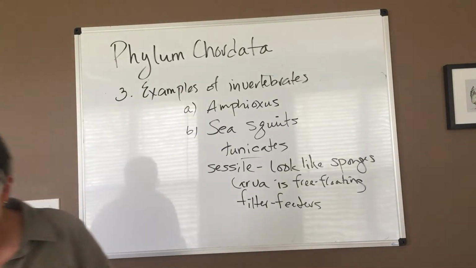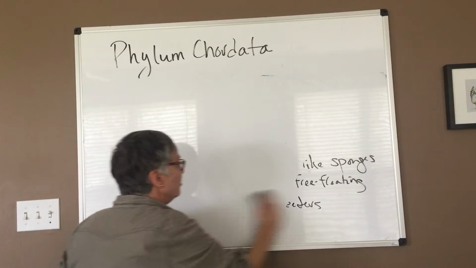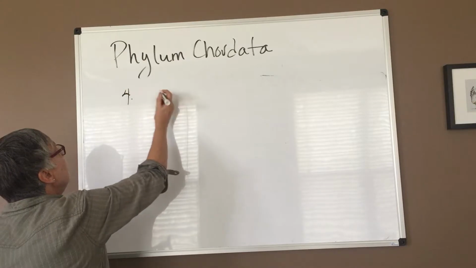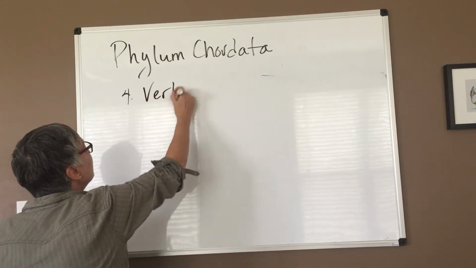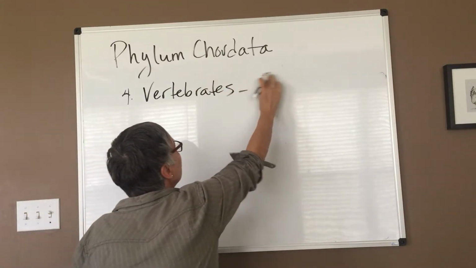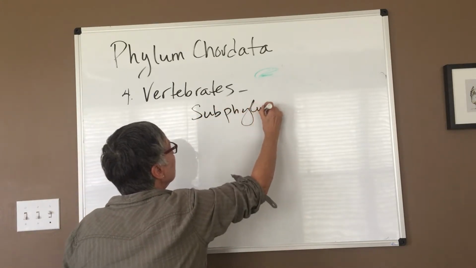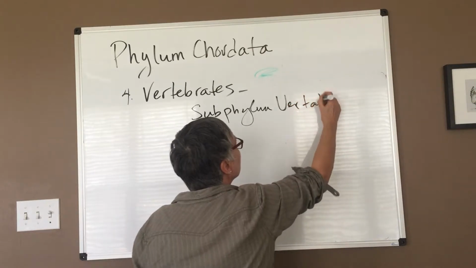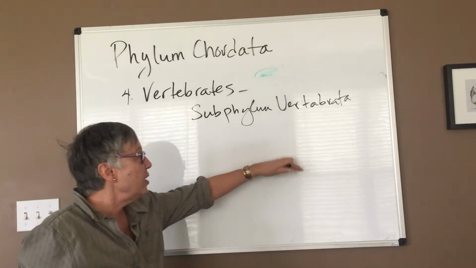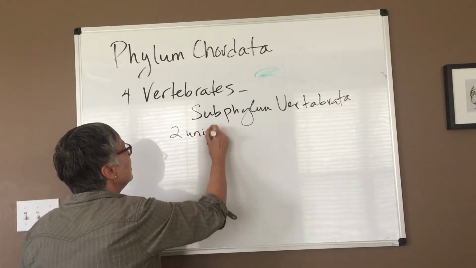All right, so let's go on to characteristic number 4, or point number 4. And so in point number 4, we're going to talk a little bit about the vertebrates. This is actually a subphylum Vertebrata within the phylum Chordata. A couple of features, well, two unique features.